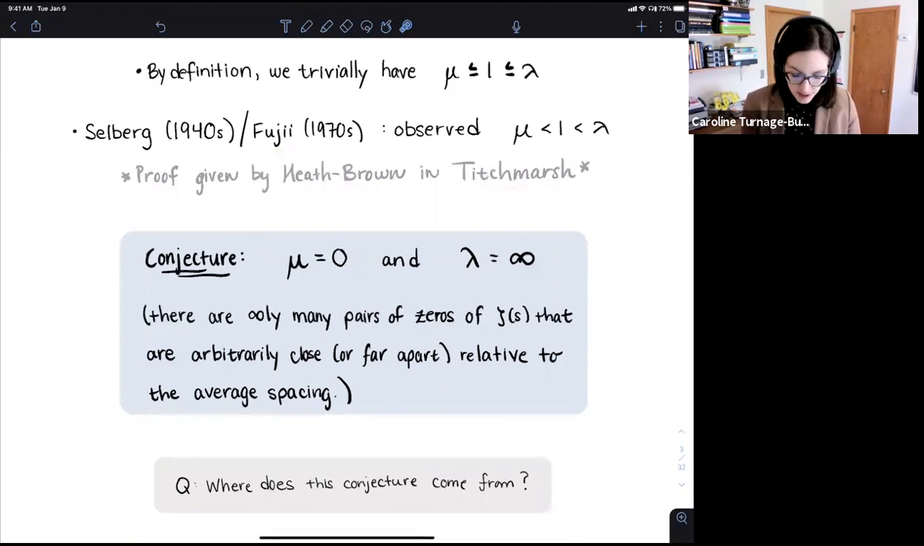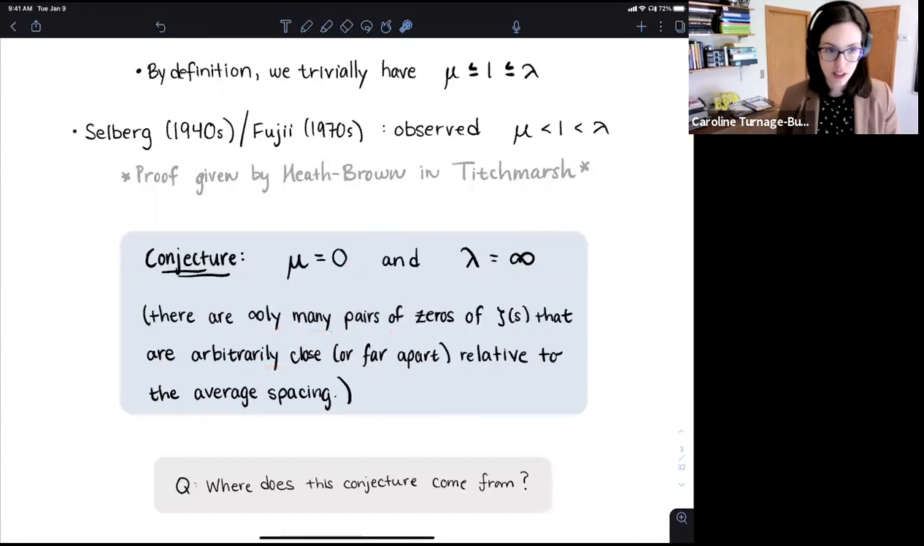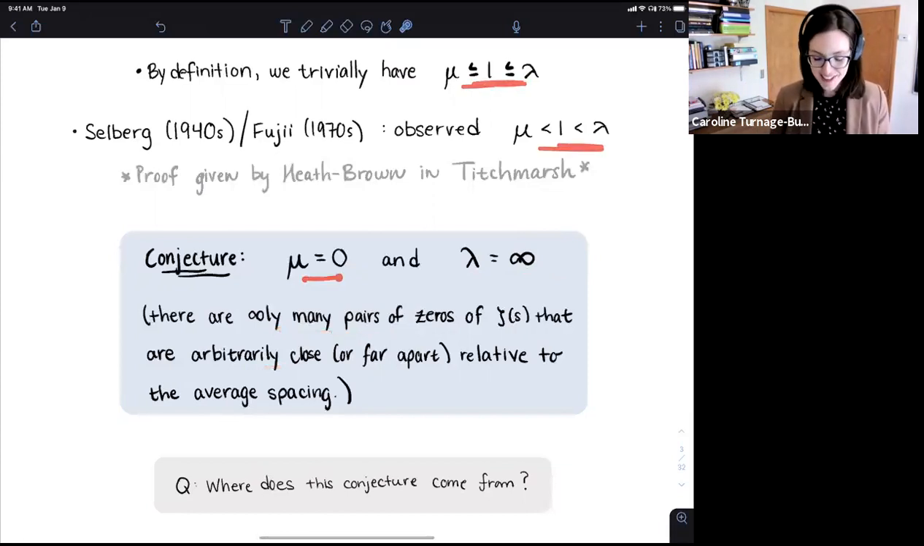All right, so by these observations by Selberg and Fujii, we at least know that mu is strictly less than 1 and lambda is strictly greater than 1. However, we conjecture much more to be true. We conjecture that mu is 0, which means there are infinitely many pairs of zeros that are arbitrarily close relative to the average spacing. And we also conjecture that lambda is infinity, which means there should be infinitely many pairs of zeros that are arbitrarily far apart relative to the average spacing. So this is kind of what we get for free, and this is the goal.